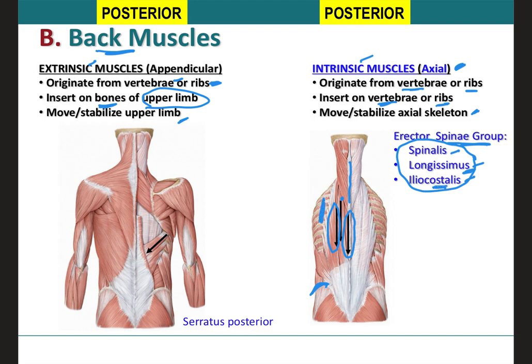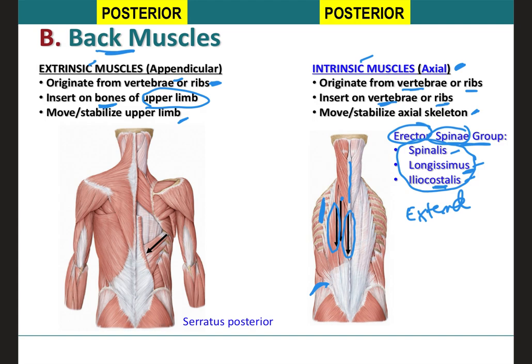since it's more lateral. Therefore, all three will pull when they contract and they will extend the torso. In other words, they will erect your spine. That's why it's called the erector spinae group.